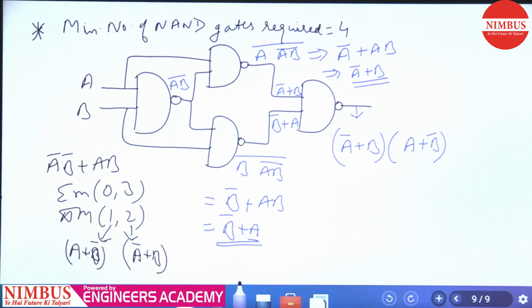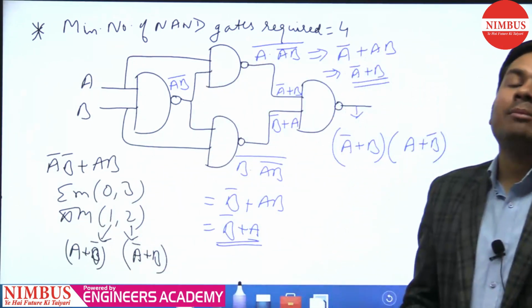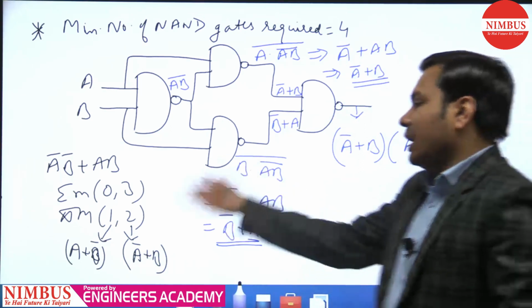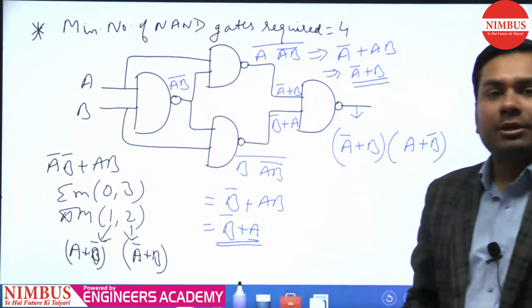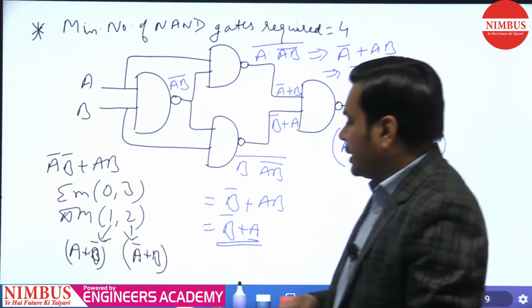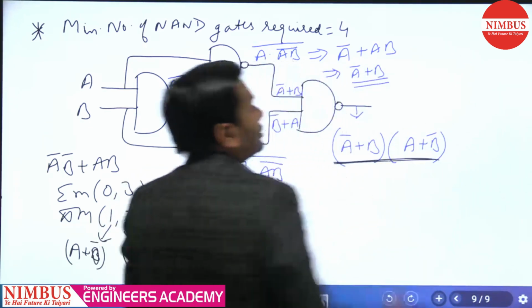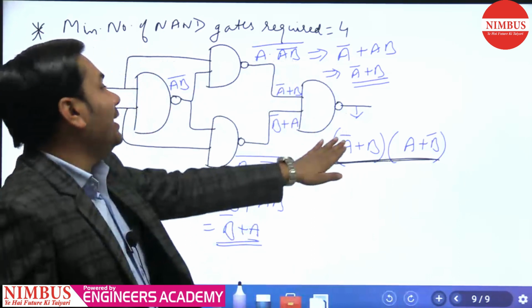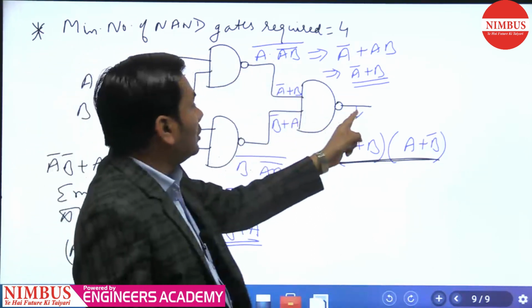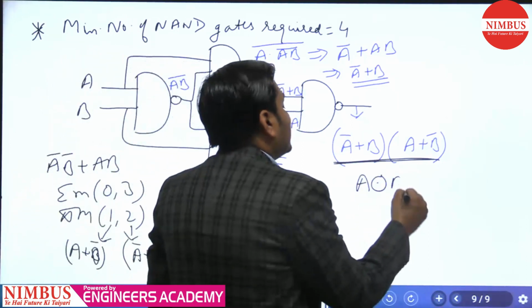So in this way we are having a POS expression for XNOR, that is A plus B bar dot A bar plus B, right? While we are covering the XNOR gate, I will cover it again, but for that instance, we can say that is our POS expression for XNOR. So after this circuit, the output will be A bar plus B dot A plus B bar. That is our XNOR.